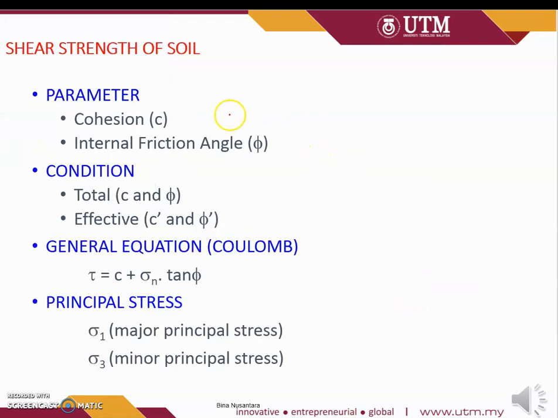Alright, so we already saw C and phi, and how to get them from the graph. As I mentioned earlier, we can have different conditions of total shear strength or effective shear strength. So we can have different parameters of C. C for total is only C, phi, but for effective we need to add the prime, C prime, phi prime. So this is the general equation of Mohr-Coulomb, and just now I also mentioned what stress 1 and stress 3 are.